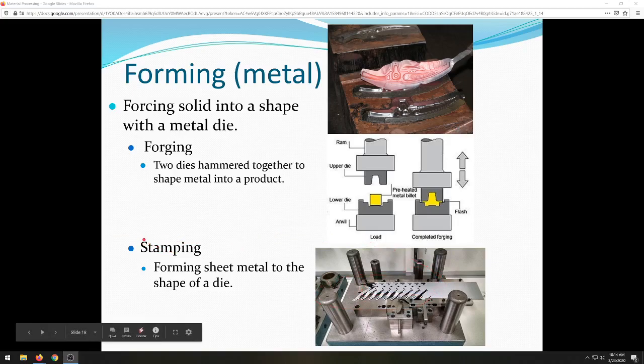So a lot of sheet metal parts are stamped. I cannot emphasize that enough. That is the primary process by which parts made out of sheet metal are shaped to their final shape. And by the way, going back up to forging, a lot of tools are done this way. High quality tools are made that way.